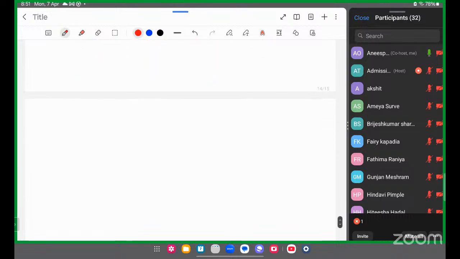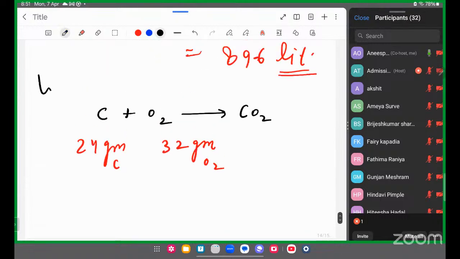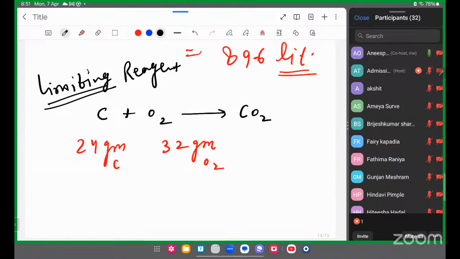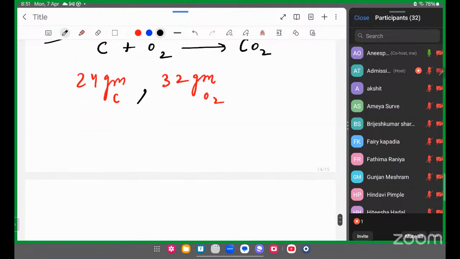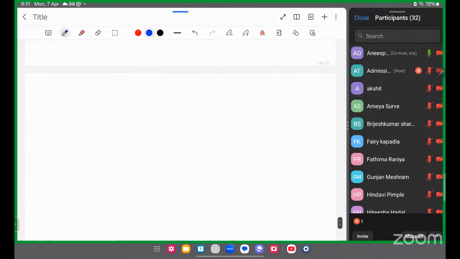So again, we will take the help of stoichiometry. Question is regarding limiting reagent. We are given the equation carbon plus oxygen, which gives CO2. And if we have 24 gram carbon and 32 gram oxygen, which is limiting reagent? This is the question. So how will we deal with it? We have carbon with oxygen, which gives CO2. The reaction is balanced. So we will go according to the stoichiometry.